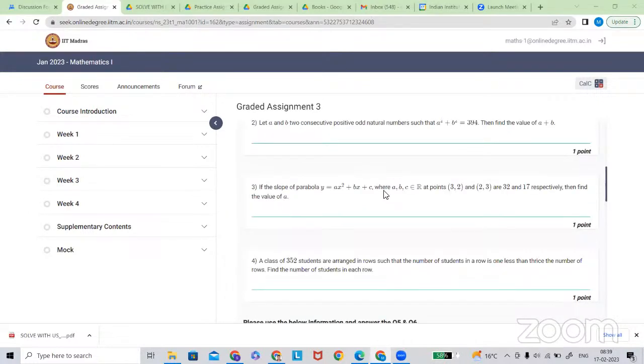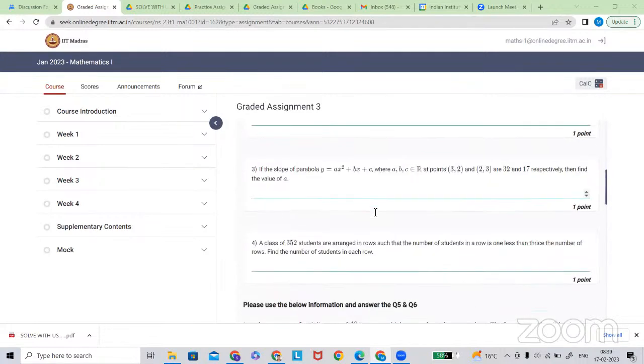So, after solving, is that what you are saying? Yes, sir. We get the values of A, B, and C, and when we put them in the equation, the equation does not pass through both the points, that is (3,2) and (2,3).